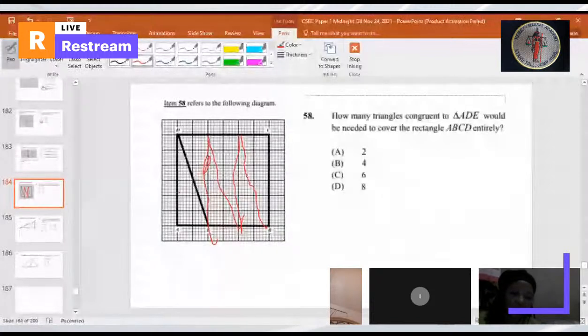So that will be 1, 2, 3, 4, 5, 6. 6 congruent triangles would fill up the rectangle.